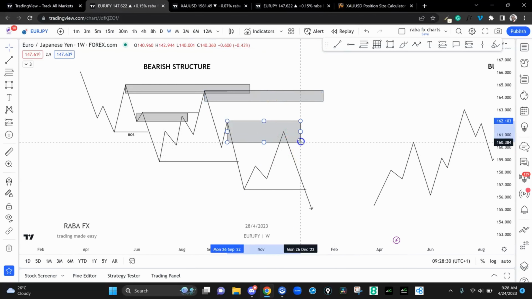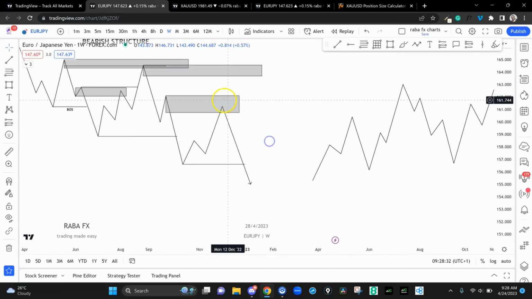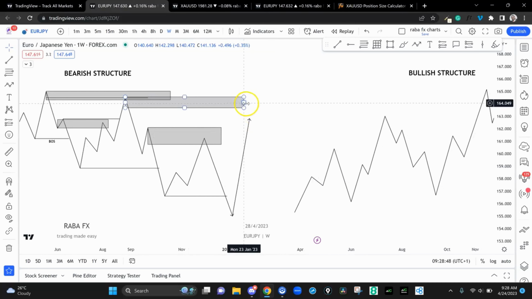Now, for a change in market structure, this is the move that created this level. So this is the new origin. Now, if price moves up and closes above this, does this signal a change of market structure? We want the origin to go. Okay, we want the origin to go.